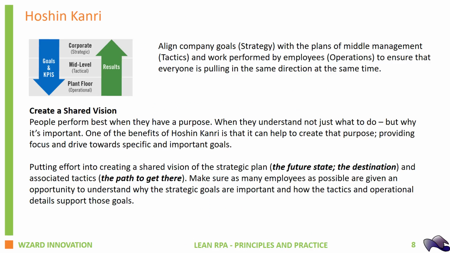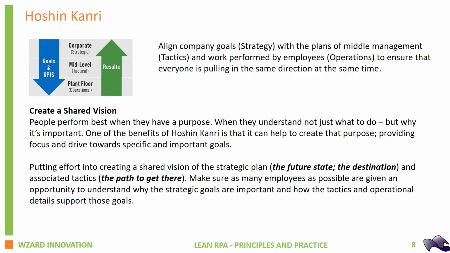With that principle of top-down and bottom-up and middle management, there is a concept in Lean called Hoshin Kanri. Hoshin Kanri helps you to align company goals or the strategy with the plans of middle management, the tactics, and the work performed by employees, the operations, to ensure that everyone is pulling in the same direction at the same time. With Hoshin Kanri in place, we would have avoided the problem we encountered in that first automation program. The first step of Hoshin Kanri is creating a shared vision.